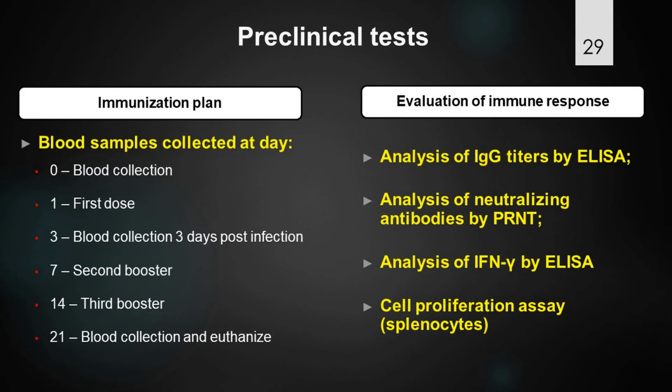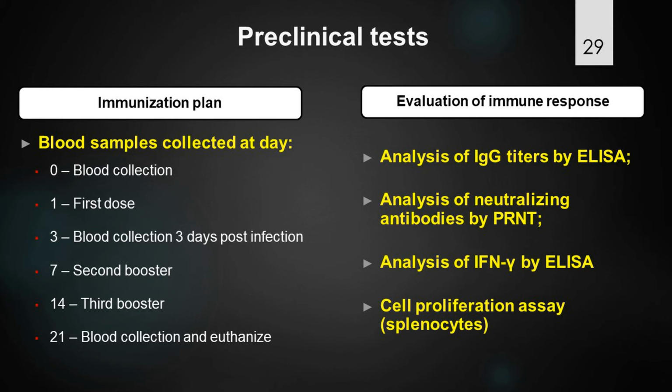For the immunization plan, on day 0, blood will be collected. On day 1, the animals will receive the first dose. On day 3, blood will be collected again. On days 7 and 14, the animals will receive the second and third boost respectively. Finally, the animals will be euthanized and the blood will be collected on day 21.